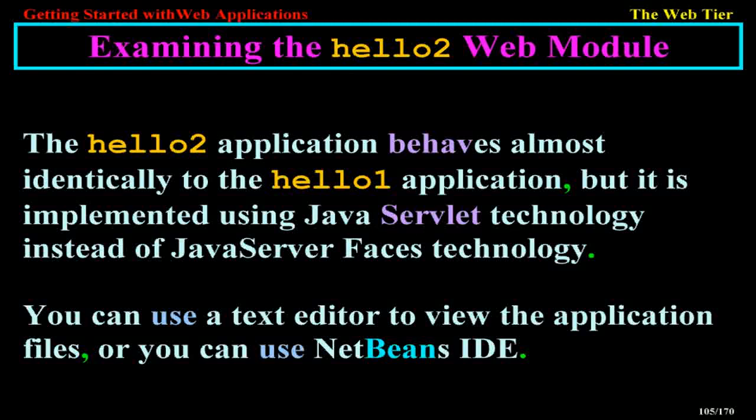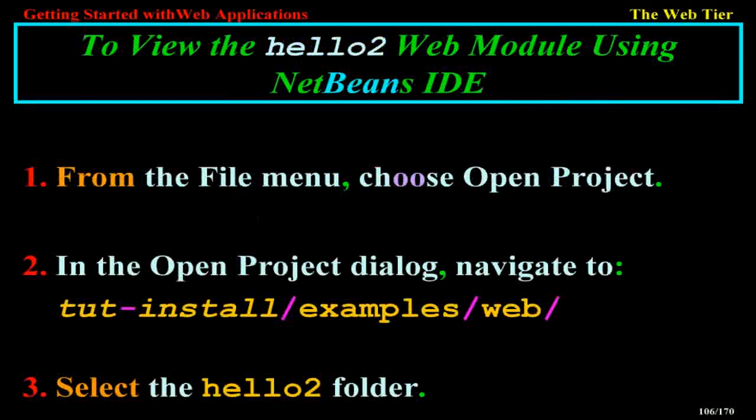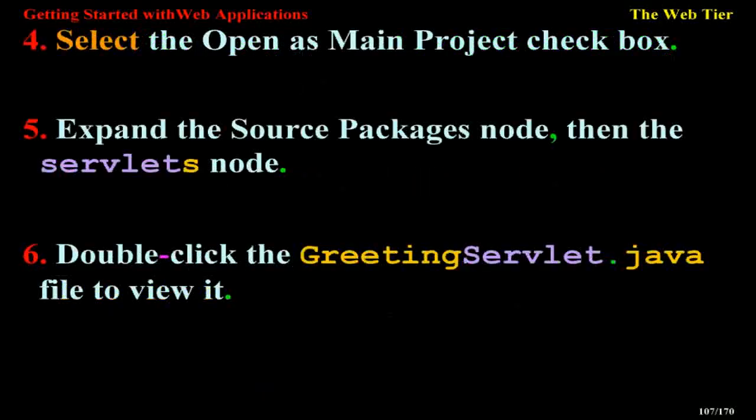You can use a text editor to view the application files, or you can use NetBeans IDE to view the Hello 2 web module. Using NetBeans IDE, from the File menu, choose Open Project. In the Open Project dialog, navigate to tut-install/examples/web. Select the hello2 folder. Select the Open as Main Project checkbox. Expand the Source Packages node, then the servlets node. Double-click the GreetingServlet Java file to view it.